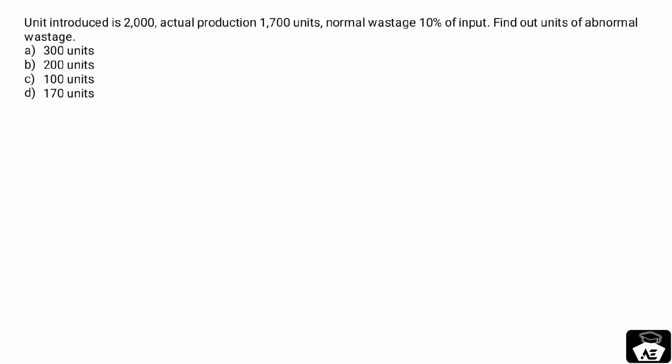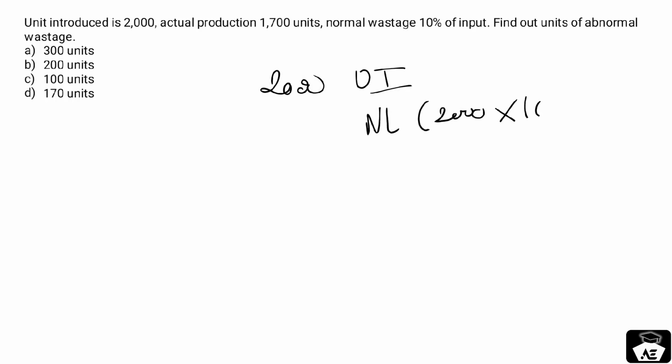So here is the first question. Units introduced is 2000, actual production is 1700 units, normal wastage 10% of input. Find out the units of abnormal wastage. So let's start. 2000 units were introduced. Then there is a normal loss, that is 10% of input. So 2000 units inputted into 10%, you will get your value of normal loss, that is 200 units. So your normal production, or you can say expected production, should be how much?